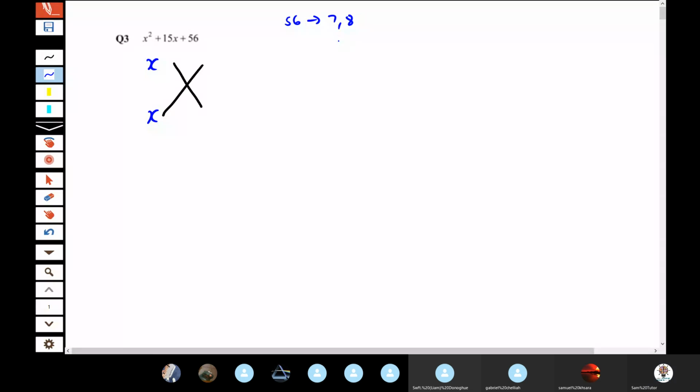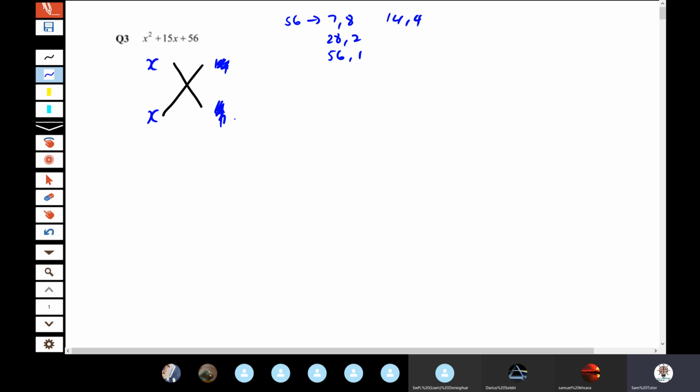What else? 28 and 2, 56 and 1, 14 and 4, and I think that's about it. So let's choose 14 and 4. Cool. Let's just say we chose those. Now, would 4 and 14 ever get you 15, by adding or subtracting? No. So 14 and 4, wrong.